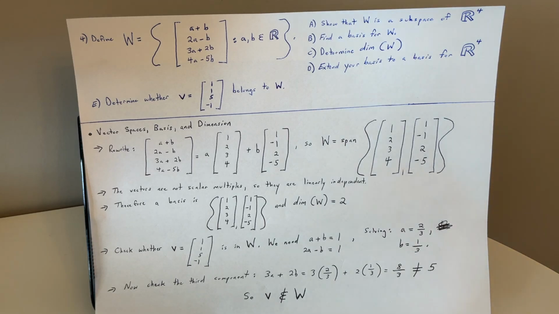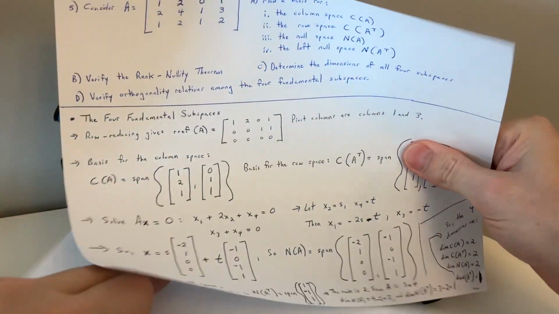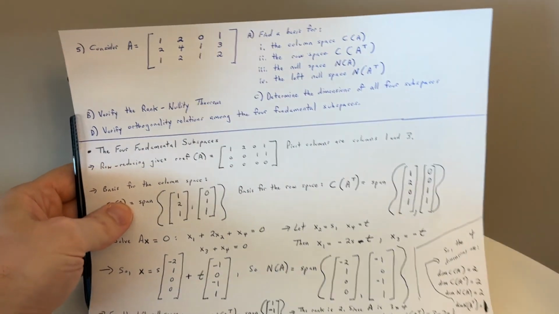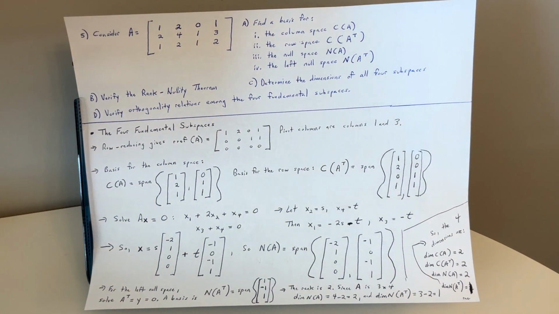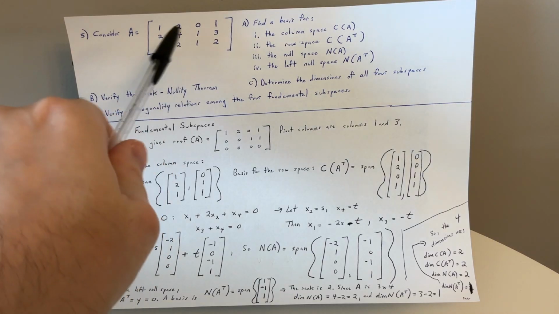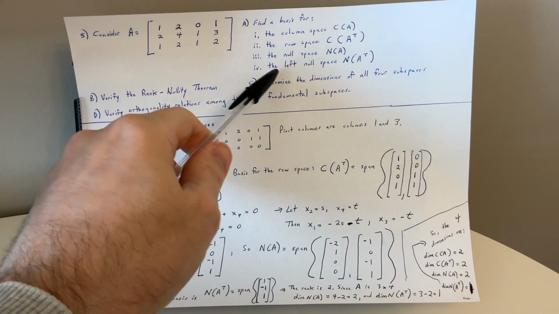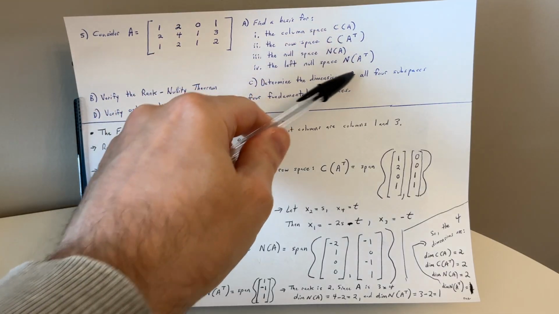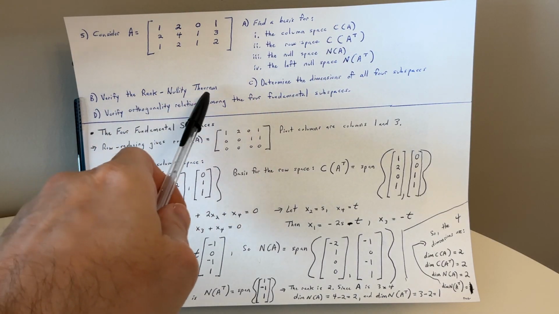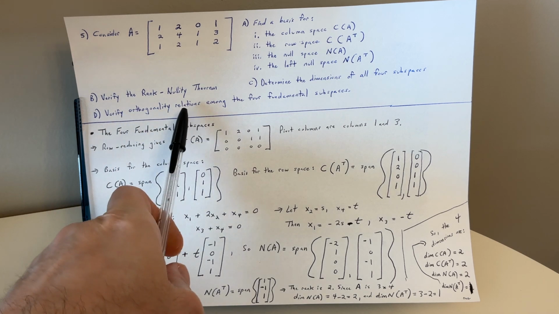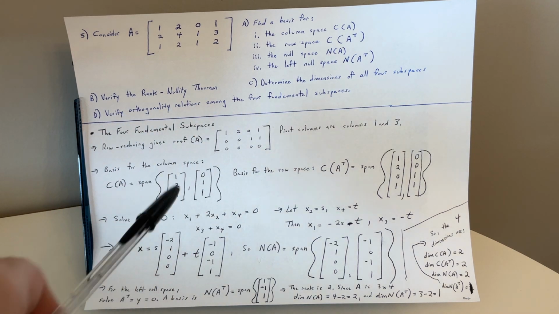Okay, moving along to number 4. Consider A to be this matrix here. For A through D, find a basis for the column space, row space, null space, and left null space for each of these. Verify the rank nullity theorem. Determine the dimensions of all 4 subspaces. Verify orthogonality relations among the 4 fundamental subspaces.